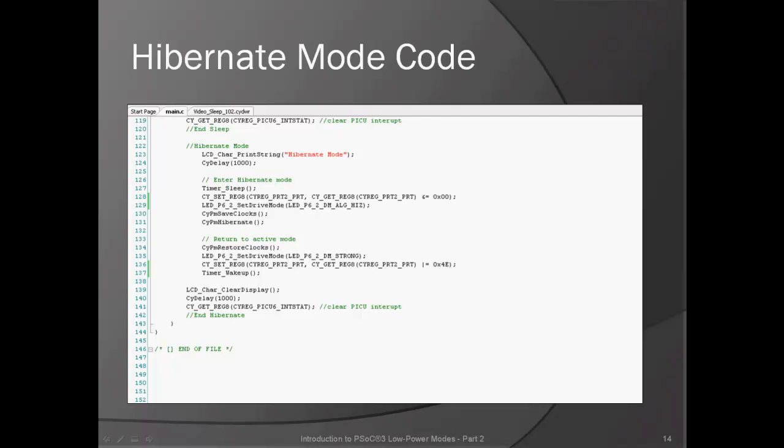Since almost everything shuts down in Hibernate, we need to put all components to sleep using their API, just as we did for sleep mode, and shown here on lines 127 to 130, and then call CyPmHibernate on line 131. Once a PQ interrupt has triggered a wake-up, we follow the same wake-up flow as with sleep mode: restore clocks, restore pin drive modes, wake components, and clear interrupts. Let's watch it in action.